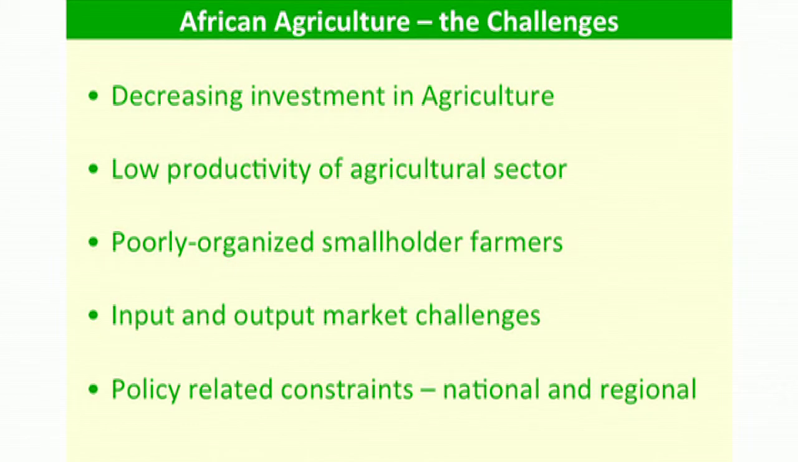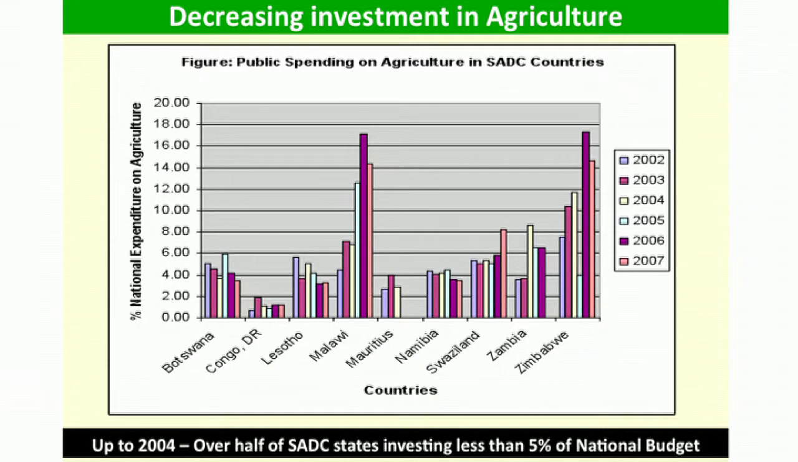We believe in my network that CAADP is a framework which is read and seen and interpreted differently by different countries and different players. And because of that, there is need for country-based activity to ensure that its implementation is effective. Those are some of the challenges that we see in African agriculture. That slide shows Southern Africa, where I come from. There are 9 countries represented there. Up to 2004, 5, 6, they were investing less than 5% of their national budgets to agriculture, despite appending their signatures at head of state level in Maputo in 2003.